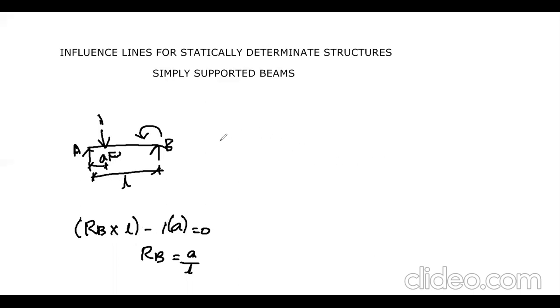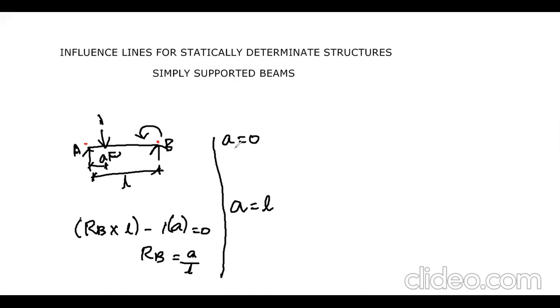Okay, next what we are going to see is the influence line diagram using this value of RB. First we will be applying this unit load at this point, and second we will be applying the unit load at this point B. So there exist two conditions. Unit load means the moving load is moving from the point A to B. Small a is a variable which is moving from 0 to L.